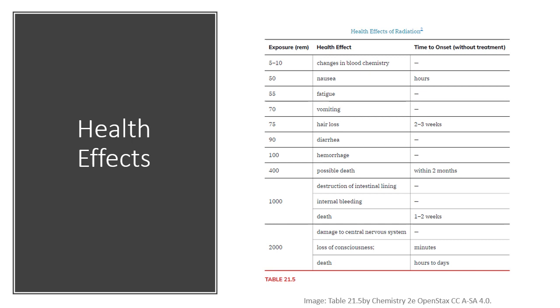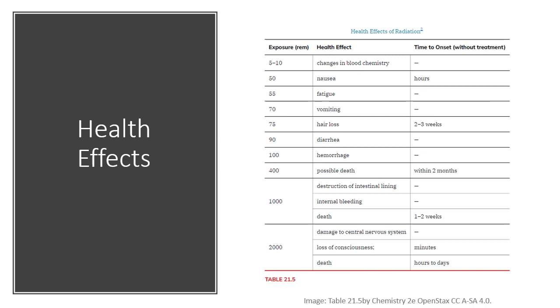So by the time you hit an exposure of 100 millirems, you can start causing major hemorrhaging in your body. If you get up to 400 millirems of damage or of exposure, you could die within 2 months of that exposure. So if you look up Alexei Navalny, you can see exactly how that works out. He was poisoned by the KGB, and he died like 2 months after his exposure. It was not pretty.